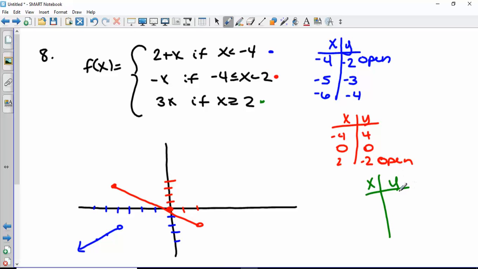Final one, you have to put in 2 to begin, and then you need things greater than that. It had an equal to, so it would be closed. So 2 times 3 is 6, 3 times 3 is 9, 4 times 3 is 12. 2, 6 is closed. 9, and it just keeps going that way.